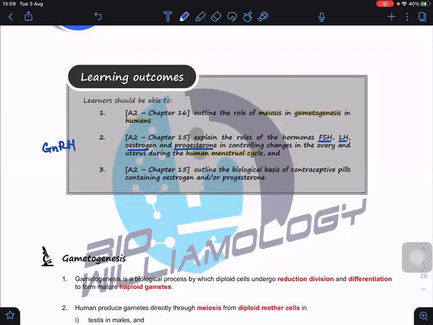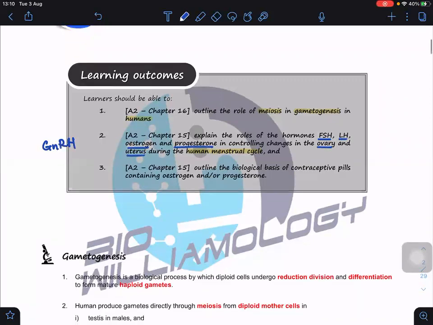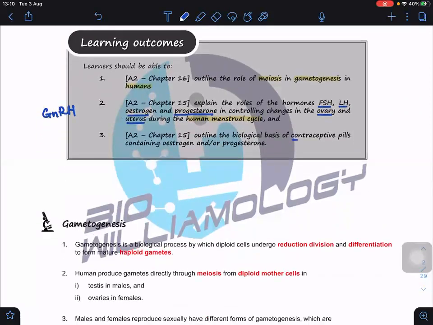Okay, 5 hormones. How can these 5 hormones help the female to control the changes in the ovary as well as the wall of the uterus during the human menstrual cycle? And then the last part, we're going to look at the biological basis of the contraceptive pill containing estrogen as well as progesterone. So we're going to look at how this oral contraceptive pill can help to prevent ovulation as well as pregnancy.